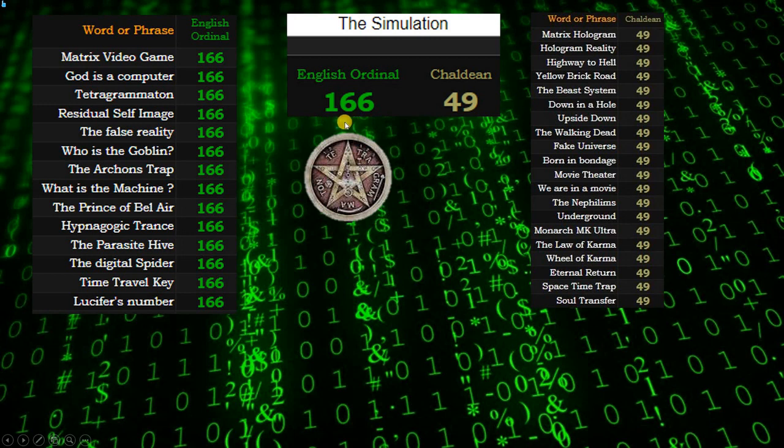So I will go over the numbers again. So with 166 we have Matrix video game. God is a computer, so once again we have this confirmation. Residual self-image. The false reality, so this means this is either a copy or a matrix overlay of the base reality. Who is the goblin? So I always speak about the green goblin. The Archon's trap. What is the machine? The Prince of Bel-Air, that is the Prince of the power of the air, because it operates through airwaves.